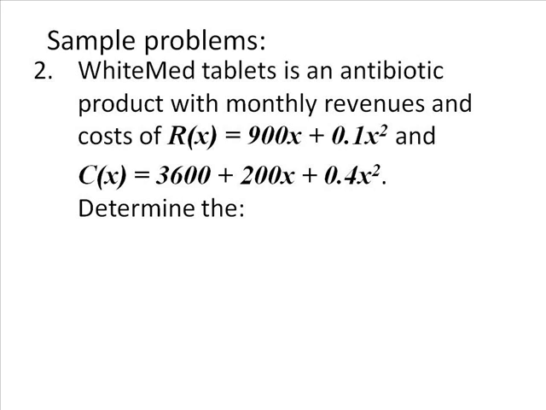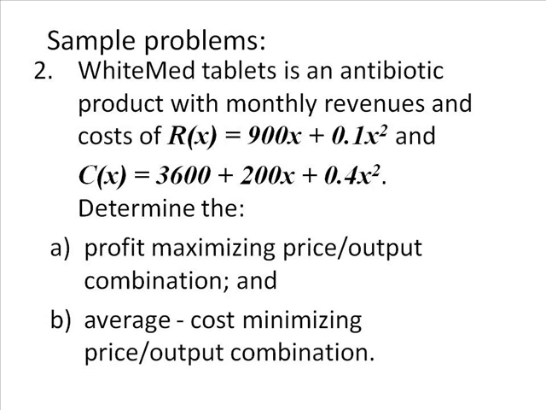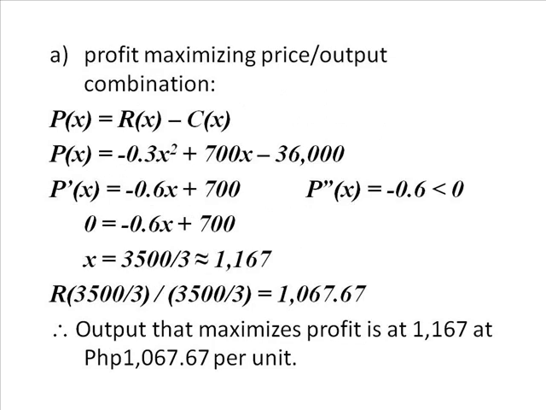White Metabolist is an antibiotic product with monthly revenues and costs described by the given revenue function and cost function. You are asked to determine the following. First, the profit maximizing price and output combination, and second, the average cost minimizing price output combination.